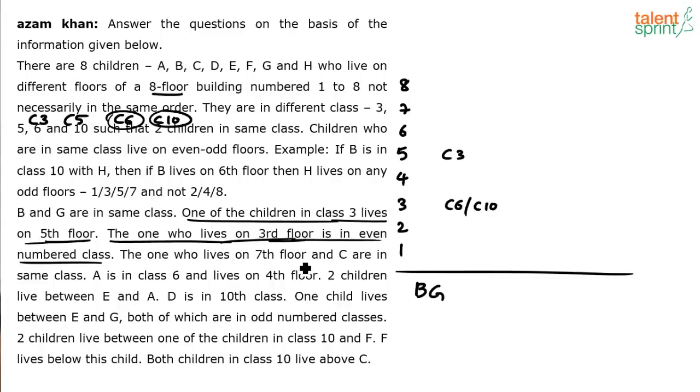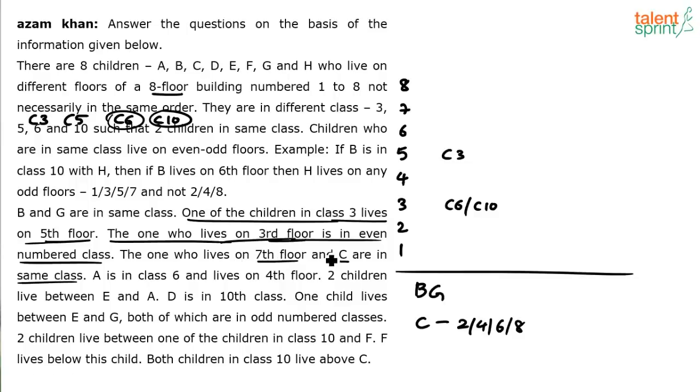The one who lives on 7th floor and C are in the same class. Now understand the point here. Whoever lives on 7th floor and C, the person C, are in the same class. See, understand, C with the 7th floor guy are in the same class, which means C has to be in an even numbered class. C should be on an even numbered floor, 2 or 4 or 6 or 8. You get the point? The one who lives on 7th floor and C are in the same class. Let's say the person who lives on 7th floor is X. X and C are in the same class. X is not a person here.